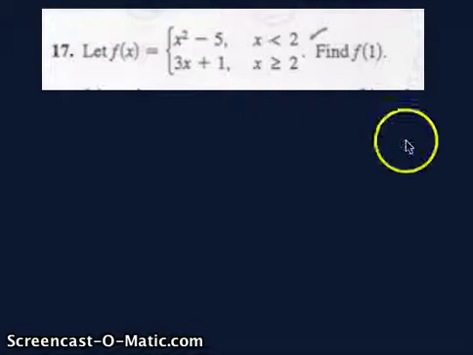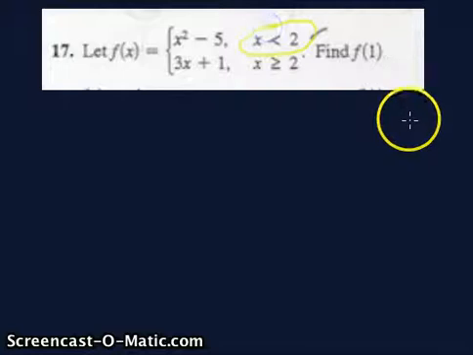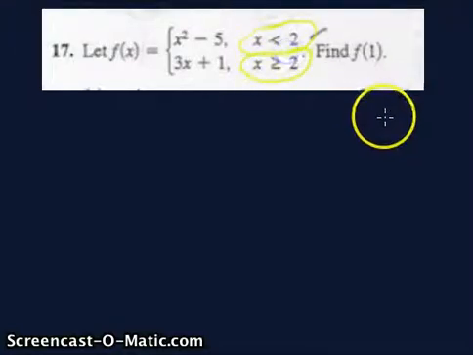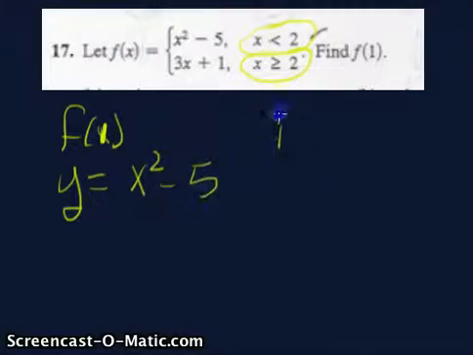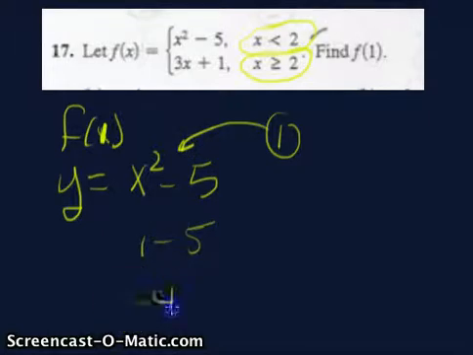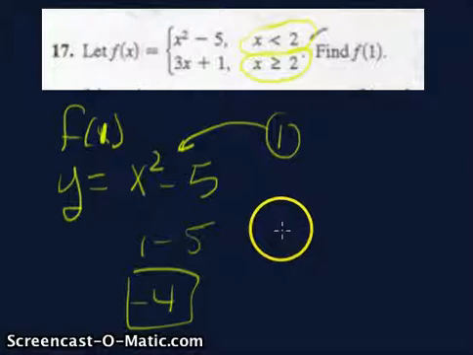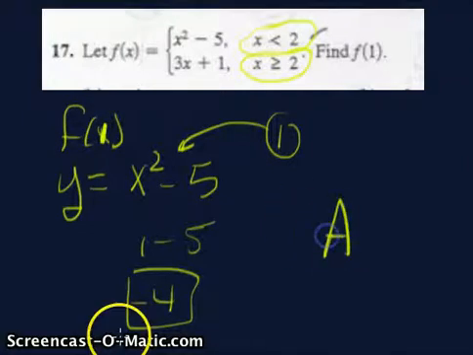Okay, find f of 1. This is a piecewise function. For the values that are less than 2, I pick the top function. For the values that are greater than or equal to 2, I pick the bottom function. Now notice the directions are asking us to find f of 1. That is in the domain of the top function. So it's like having the equation y equals x squared minus 5. Now plug in 1 for x. 1 minus 5, that's negative 4. So my answer is negative 4. And for 17, that is answer choice A.